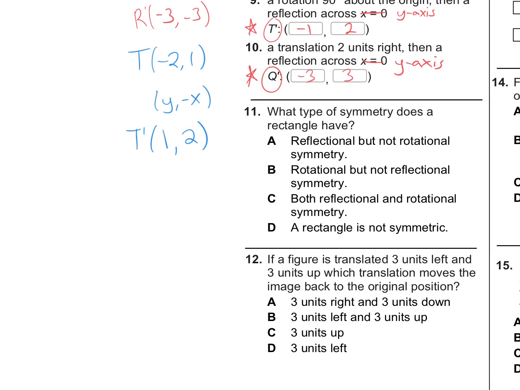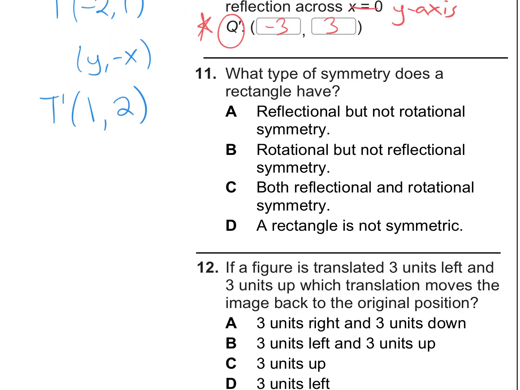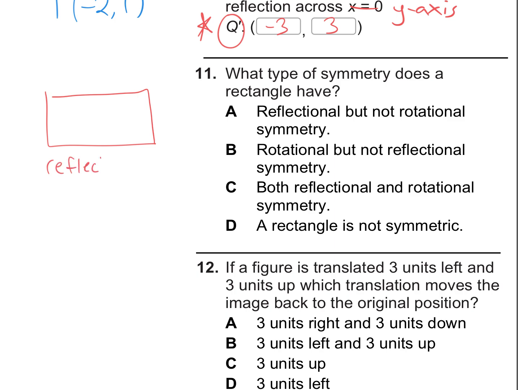Number 11 is talking about the 3 symmetries. Okay. We're talking about a rectangle. So if I draw a rectangle here, what were the 3 symmetries? What was the first one? I heard someone say it. Reflectional. What does reflectional symmetry mean? I can split it in half, right? If I draw a line here, if it folds on top of each other, that has reflectional symmetry.